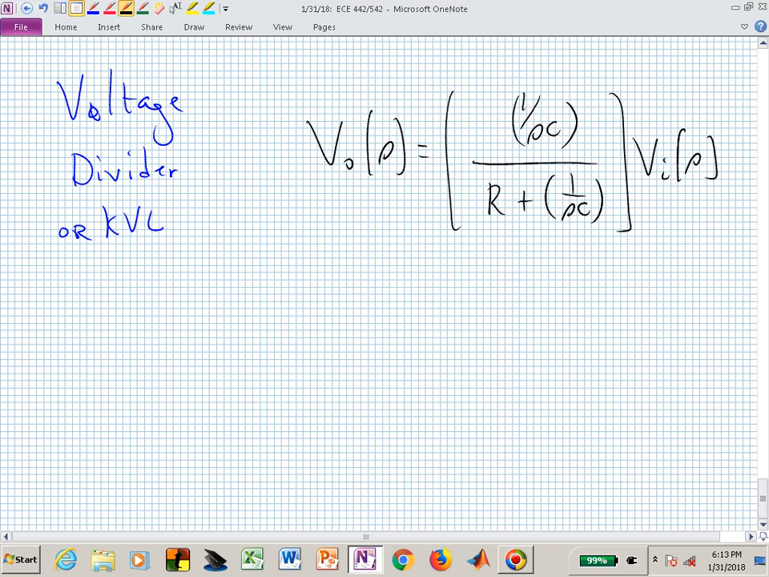Multiply by 1, SC over SC, and you get the same thing. Our transfer function, capital H of S, is now 1 over SRC plus 1.